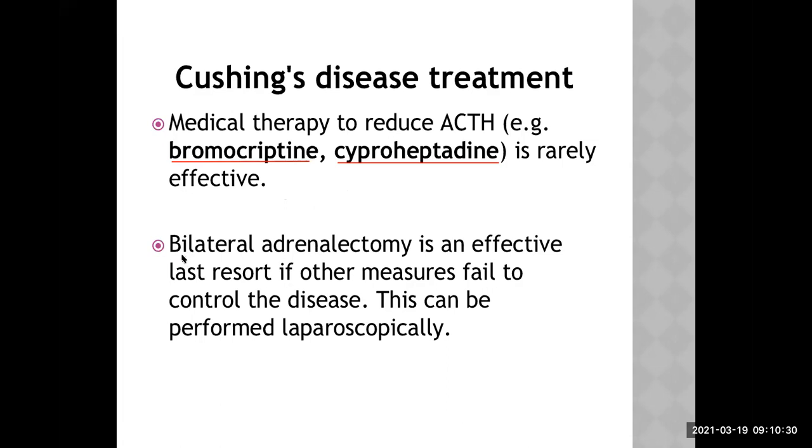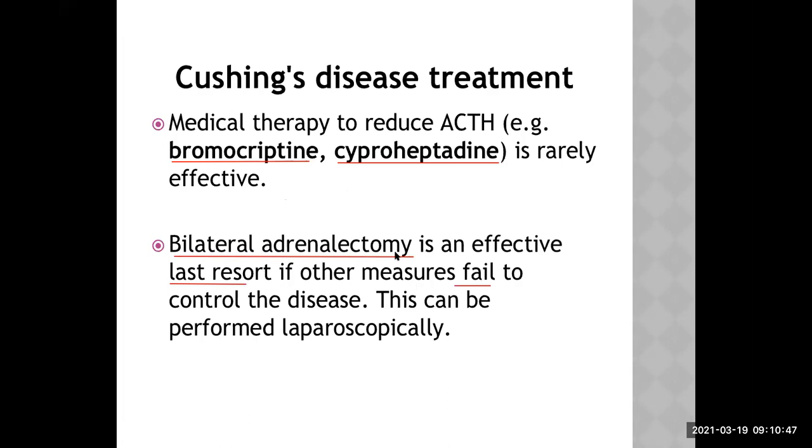Another way of treatment is bilateral adrenalectomy. Now, this is a massive type of surgery. You are removing both adrenal glands. This is effective but a very last resort when all other measures fail.